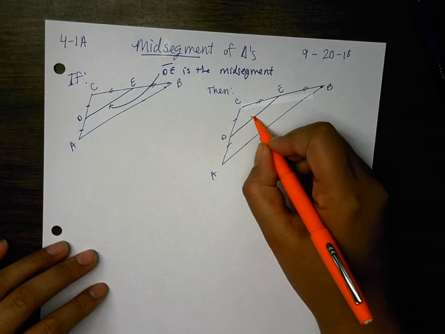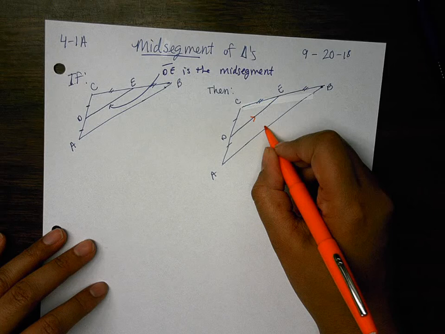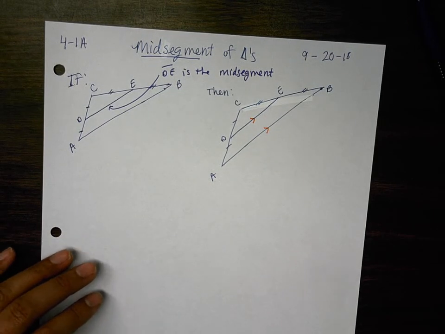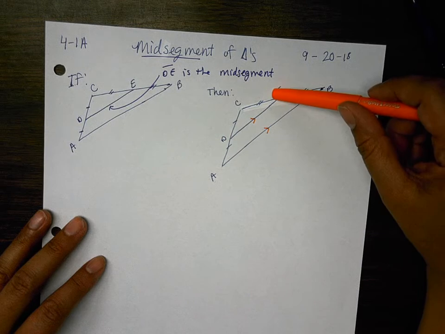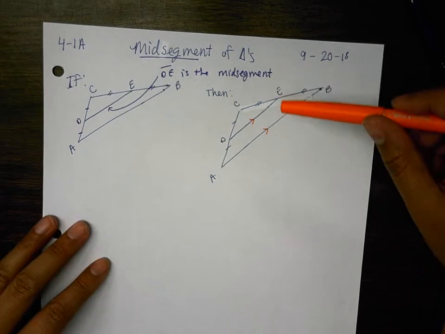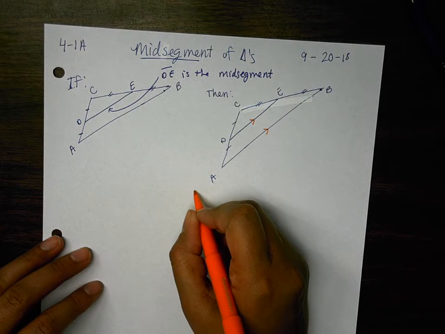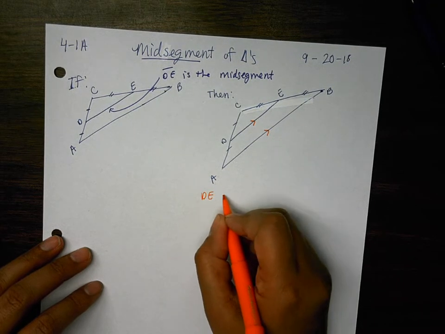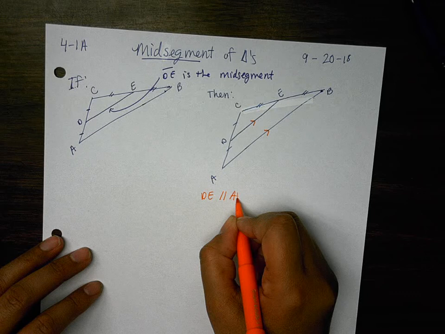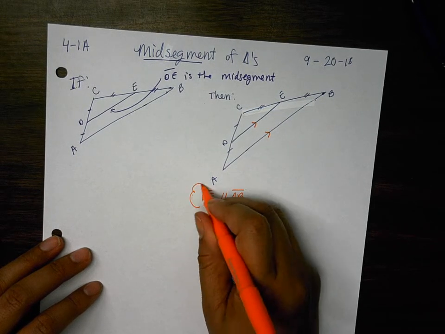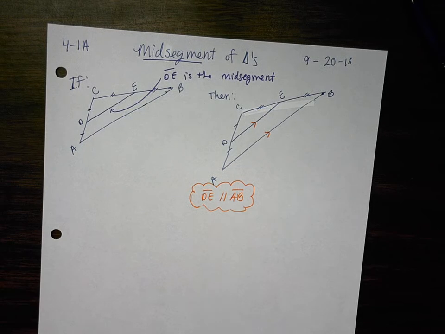Okay, so I'm going to give it to you. There's two things that are going to happen. DE will always be parallel to AB all day long, every single time. If DE is the mid-segment, then it will be parallel to the base, AB. So let's write that down. Then DE is parallel to AB.